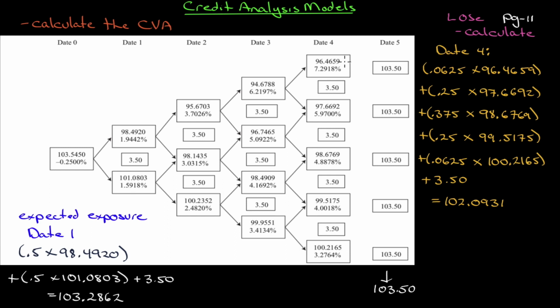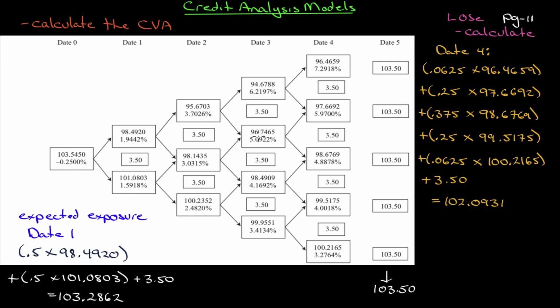So all we have to do is weight each of the values by those probabilities and add the coupon. So here we go. 6.25% chance of arriving at this cell, which has a value of 96.4659, plus a 25% chance of arriving at this cell with a value of 97.6692, 37.5% probability of arriving at this cell that has this value, 25% probability here of arriving at this value, and a 6.25% probability of arriving at this value, and then we add our coupon. There's our expected exposure.